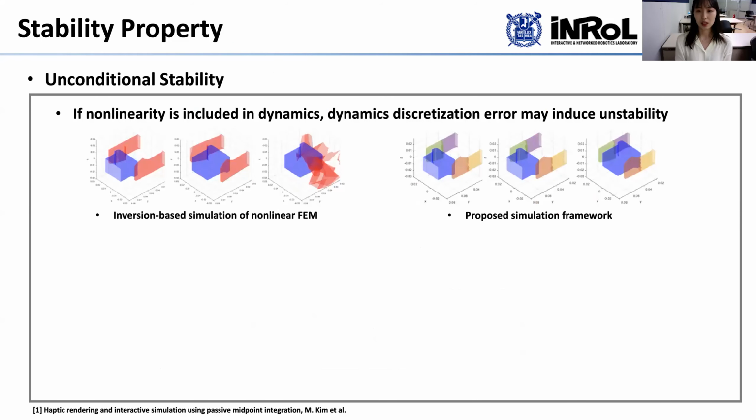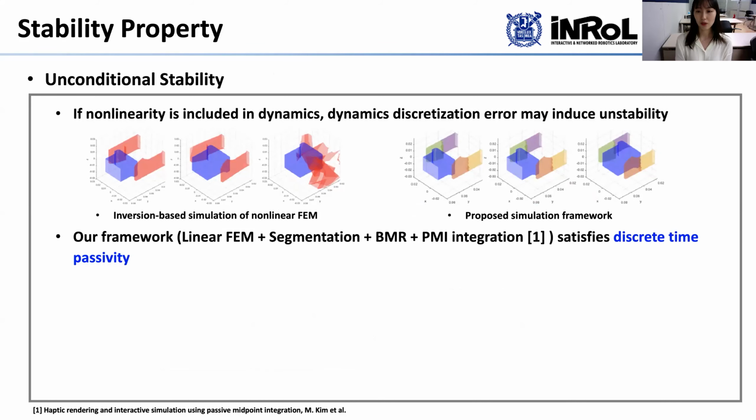If nonlinearity is included in dynamics, discretization error is inevitable. Especially for high Young's modulus, it induces severe instability as shown in the figure. On the other hand, our framework satisfies discrete time passivity without any artificial damping while applying techniques to enhance speed. As a result, we can overcome the challenges mentioned above and stably simulate even with stiff material. Also, it can generate fast snapping motion as it can be simulated with small artificial damping.